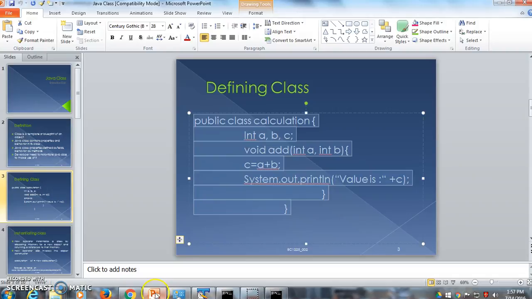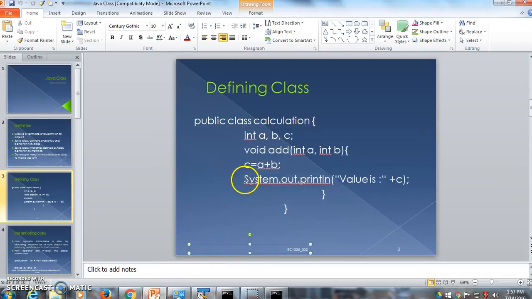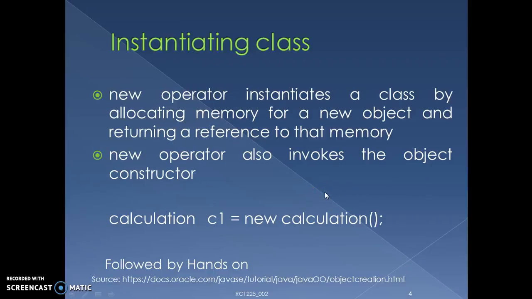So we are moving back to this PPT. I would like to show you how to instantiate this. To instantiate this, we are going to use an operator called the new operator, which instantiates a class by allocating memory for a new object and returning a reference to that memory. The new operator also invokes the object constructor. It's very similar to this.